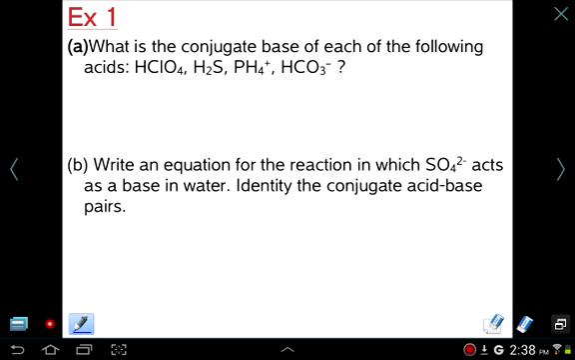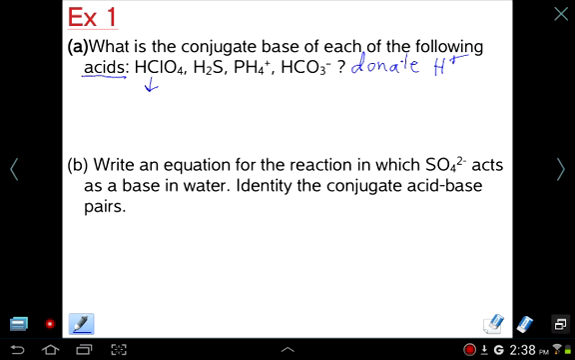So here we're asking, what is the conjugate base of each of the following acids. So we're considering all of these to be acids. And if it's an acid, recall that it will donate a proton. An H+ will be donated.